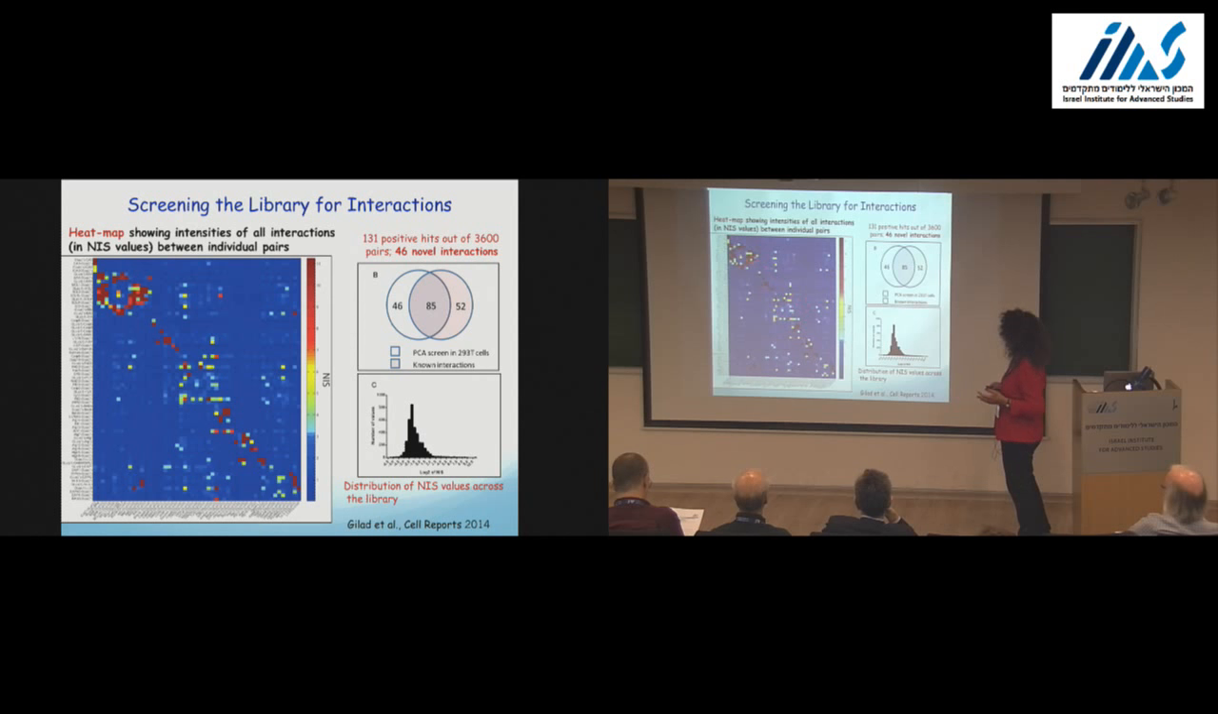So you can see from 3,600 combinations, we could get 131 hits, which means that 131 positive hits are lighting up. Those are the proteins that interact with each other. Out of what was known at that time, we had 85. But the important thing was that we discovered 46 new interactions. And this was for us very, very important because now we can get into those 46 interactions and add more layers and understand more things in the system.